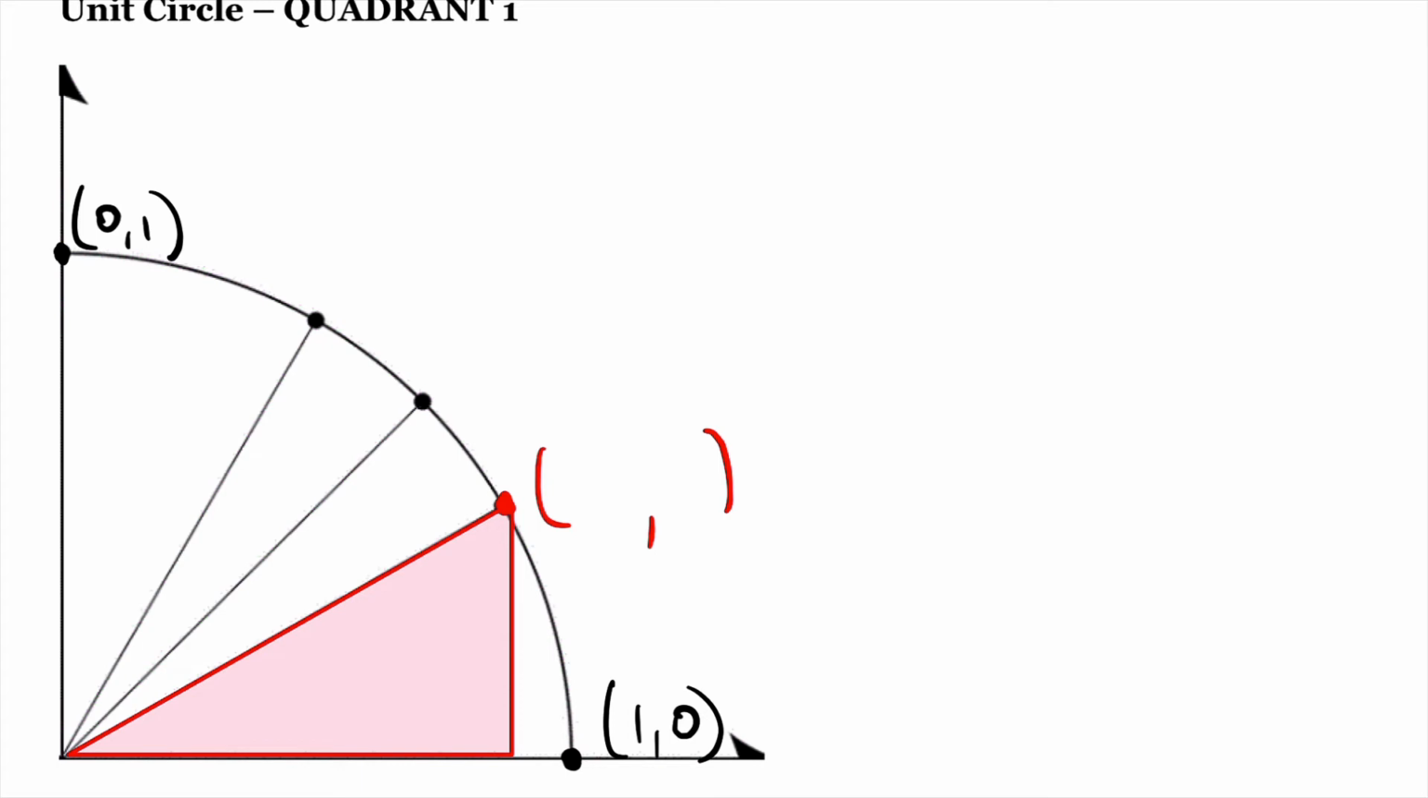What do I know about that triangle? It's a right triangle. I know it's a right triangle. Absolutely. How do I know it's a right triangle? How do I know that this is 90 degrees?